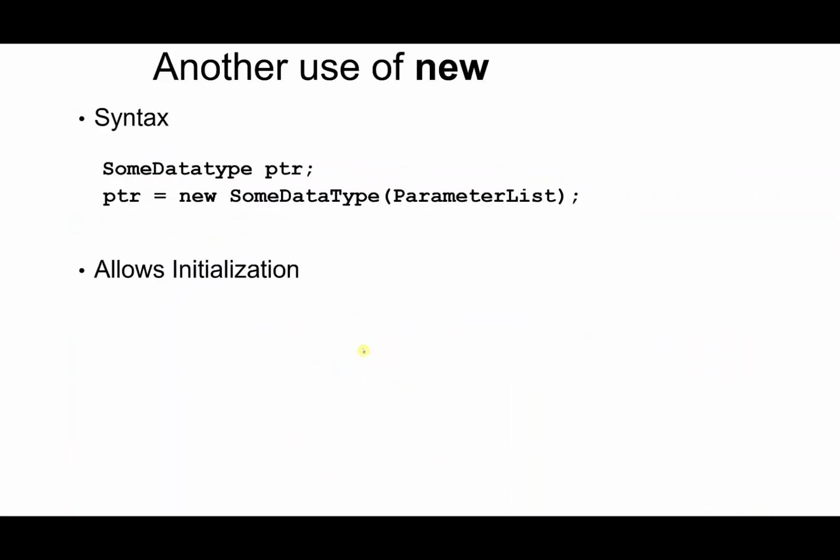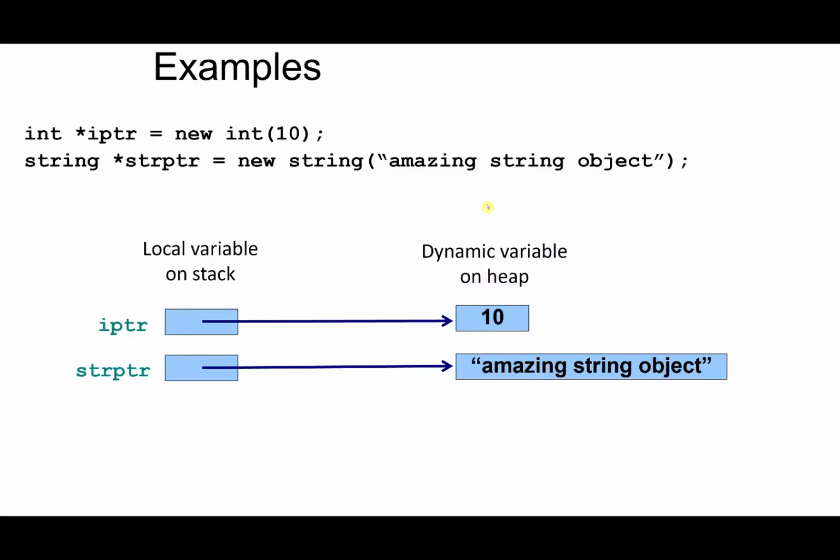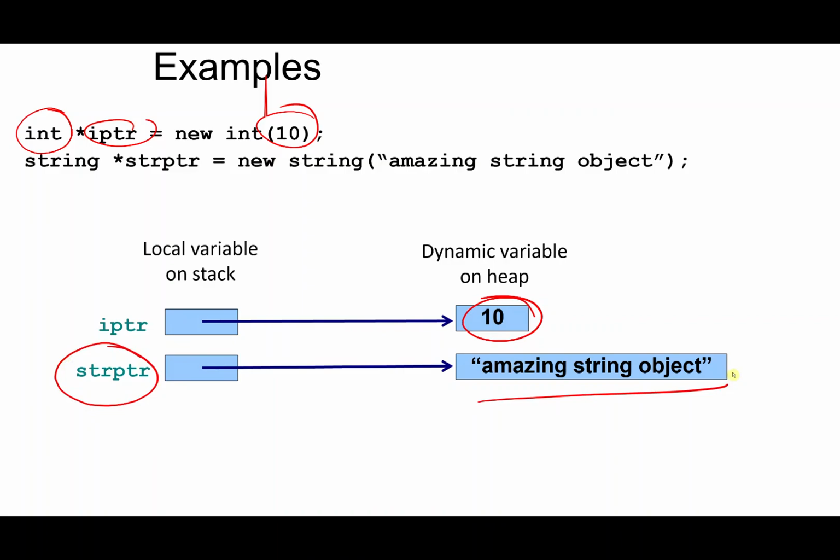You can initialize it with something immediately by giving it something inside the parentheses. Something like this, for example. ipdr equal new int, and you give it a value, so you don't deal with garbage values. You give it a value. So it's 10 for the ipdr, and for the strpdr, you give it a string object. Something like this.